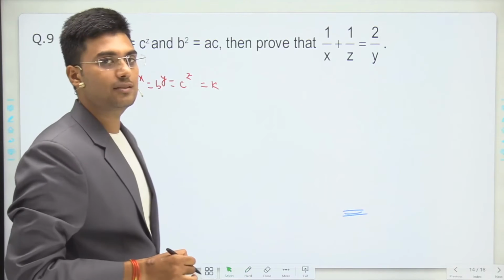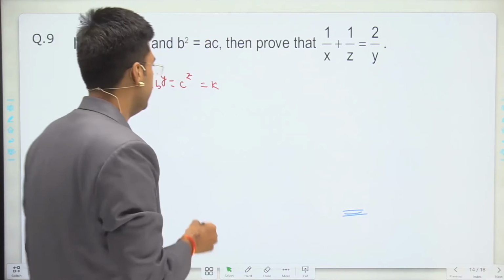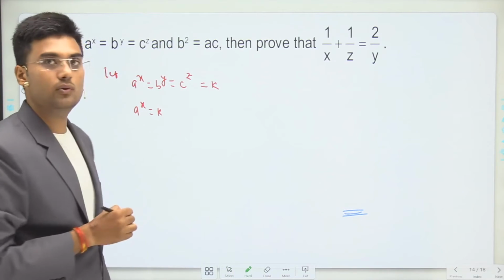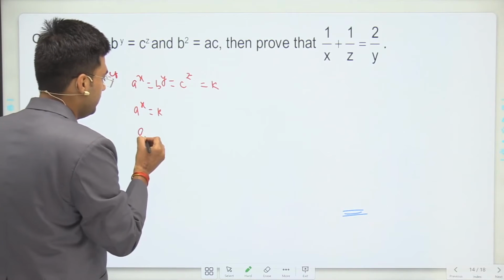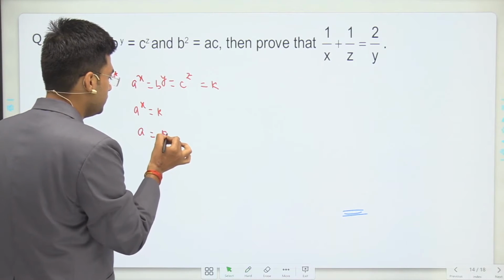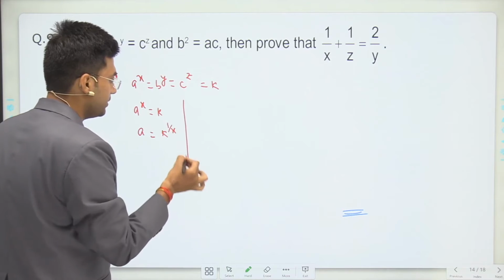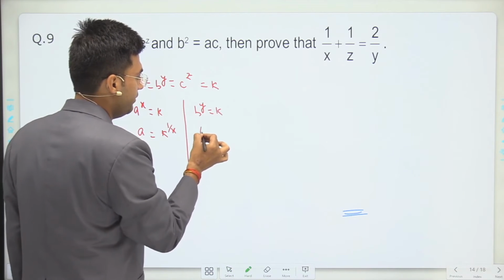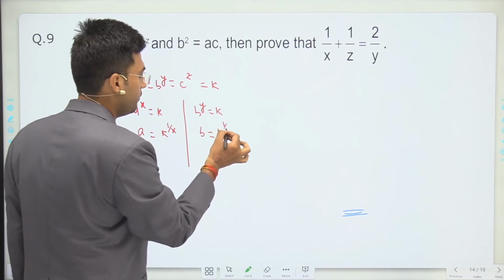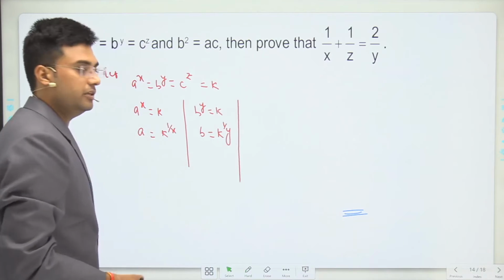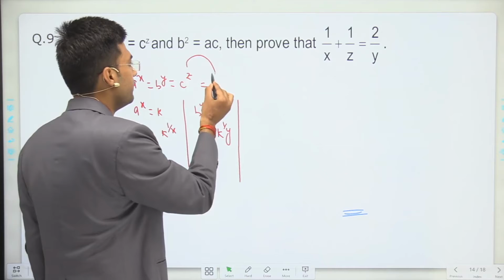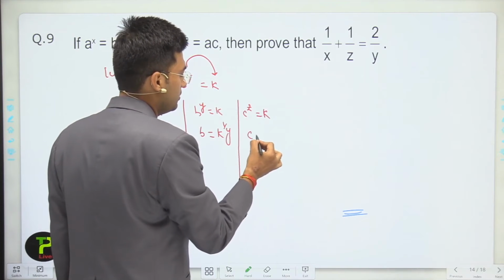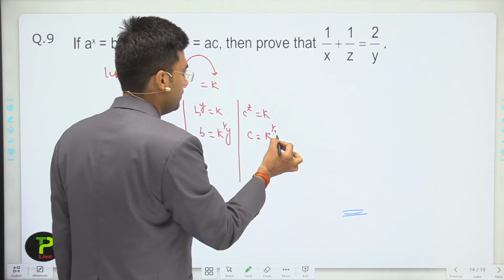If these three exponents are equal to k, then first of all we solve for a power x. A power x equal to k, and we can write it as a is equal to k power 1 upon x. If b power y is equal to k, then we can write b is equal to k power 1 upon y. Similarly, c power z is equal to k, so c is equal to k power 1 upon z.